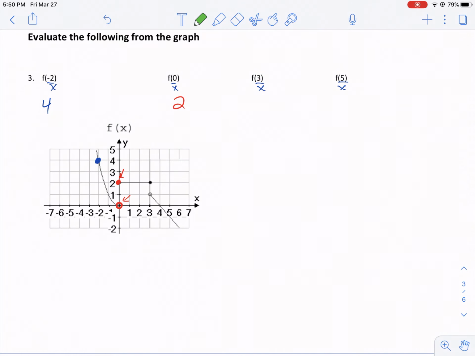Next one's f of 3, and we have that same situation again. We have an open circle that has an x value of 3. We have a closed-in circle with an x value of 3. Only the closed circles count, so my answer is 2. That's the y value. Alright, f of 5. Here's the point that has an x value of 5, and its y value is negative 1.